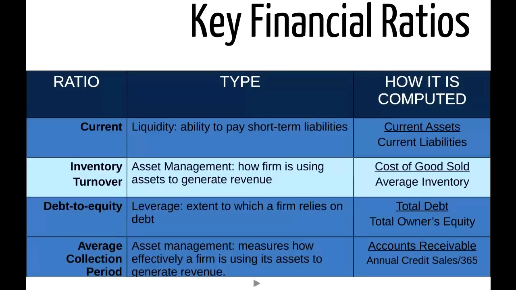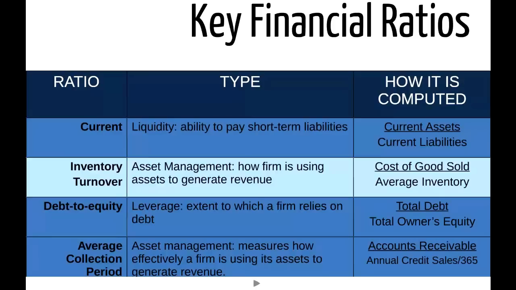Now, the problem with this particular ratio is it makes a very big assumption. And that assumption, you may have picked up on it, is that a company will be able to convert its inventory into cash. Is that always realistic, for it to be able to convert everything in its inventory into cash for the purpose of paying its short-term liabilities? And the answer is no. If you take a conservative approach, you have to think that you're probably not going to be able to convert all of your inventories into cash. It's simply just not possible.